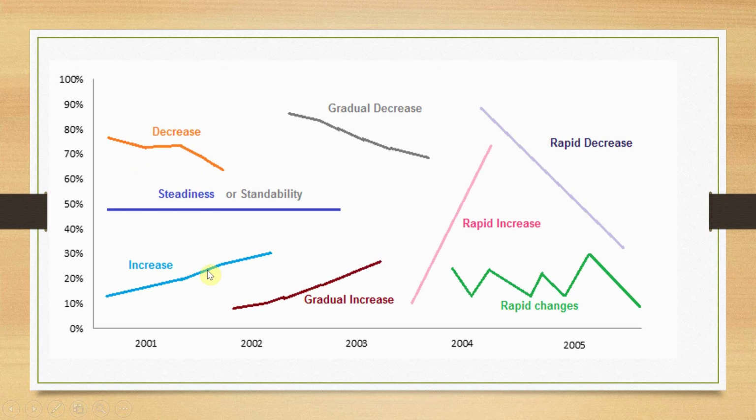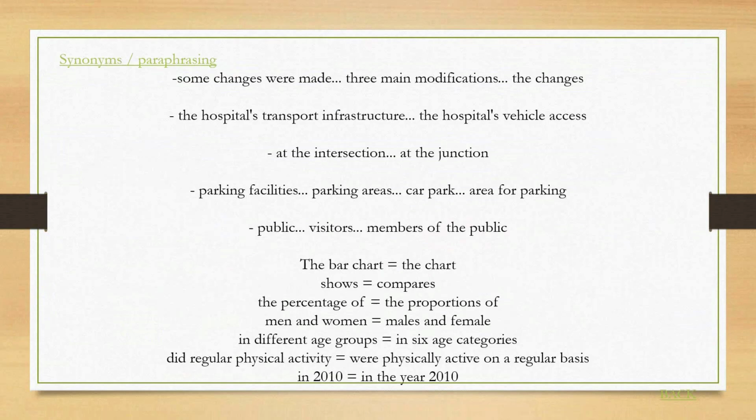Here are the changes that you can use. For the words for the changes, you can use decrease, increase, but you can also use gradual increase, gradual decrease, or rapid increase, rapid decrease, or just say rapid changes if it is fluctuating. If it is steady, just use steady.